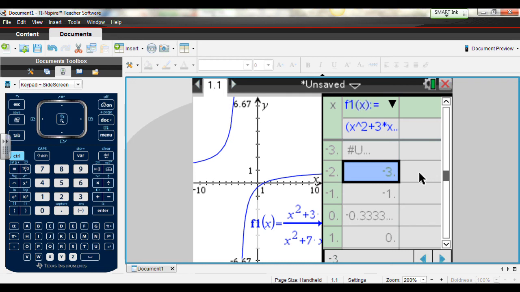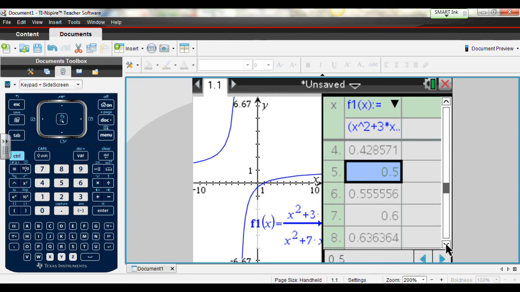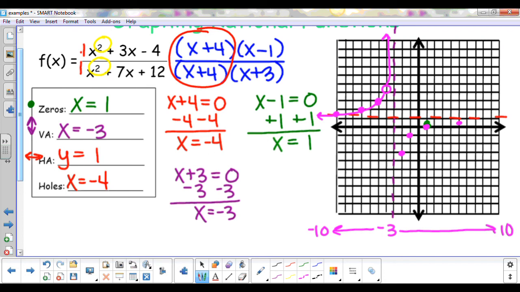So if I look at -2, I have a point at -3. At -1, I have a point at -1. We have our +1, 0, because that was our 0 that we found in our problem. And if I keep scrolling, our decimals slowly get bigger. Here at 5, I have 0.5. And that's probably going to be about the last good point that I have. So I'm going to connect these 4 points, and I'm going to stay to the right of my vertical asymptote and below my horizontal asymptote.